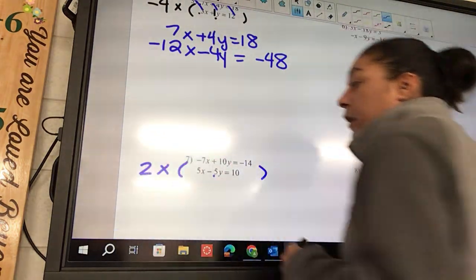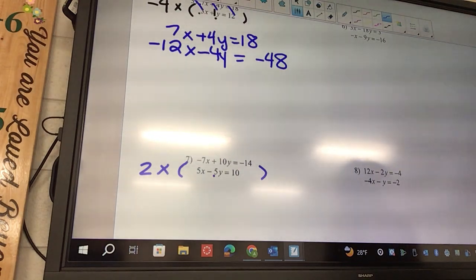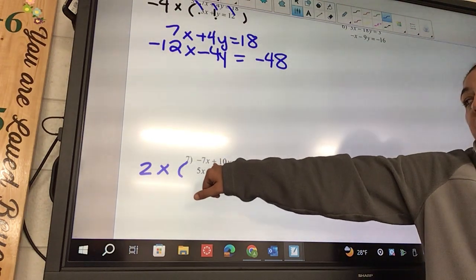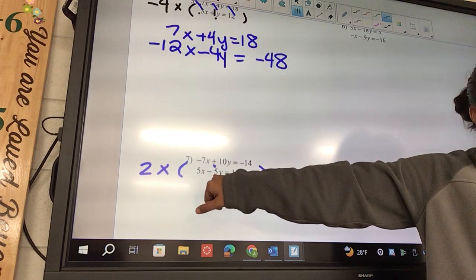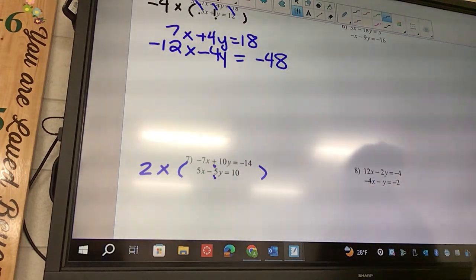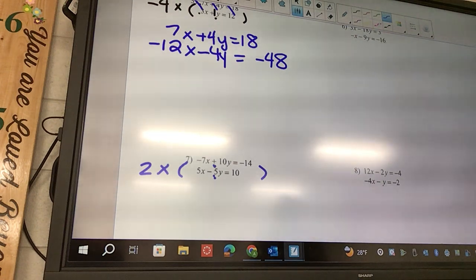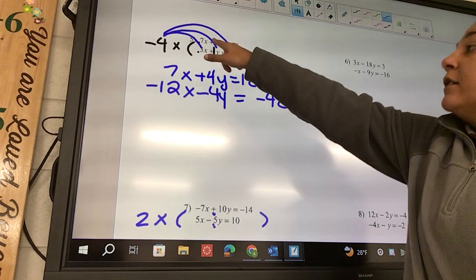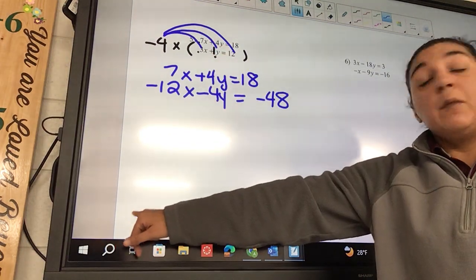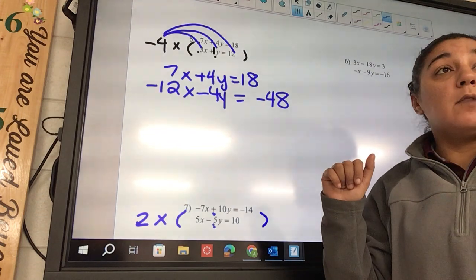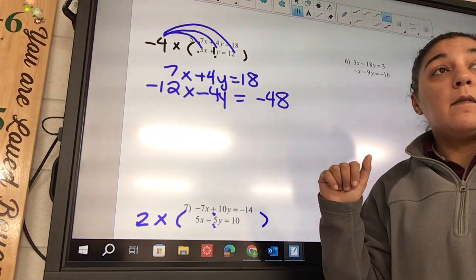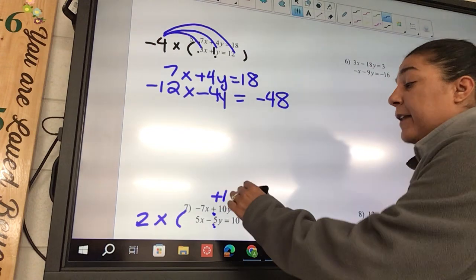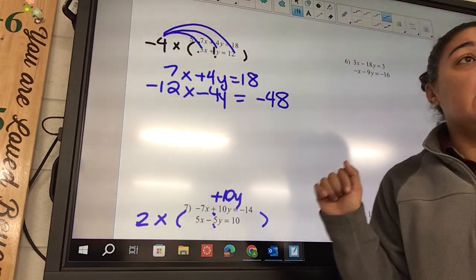So 2. Okay, now, here's where we look. What sign does he have? Positive. What sign does he have? Negative. So they're opposite. So it's not going to be a negative 2. So that's where you're getting messed up. If you would put a negative 2 here, when we multiply, negative 2 times negative 5 would be a positive 10, wouldn't it? Positive 10. So when we go to add these 2 equations together, what is 10 plus 10?